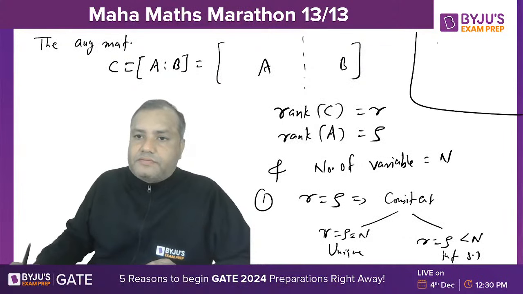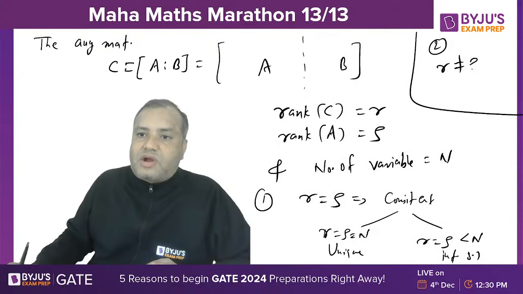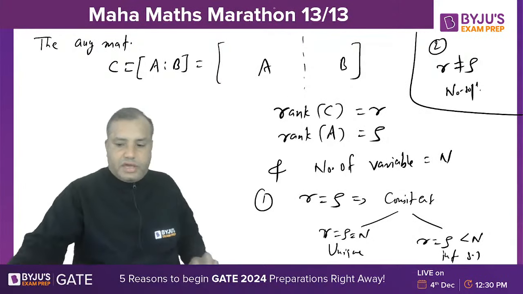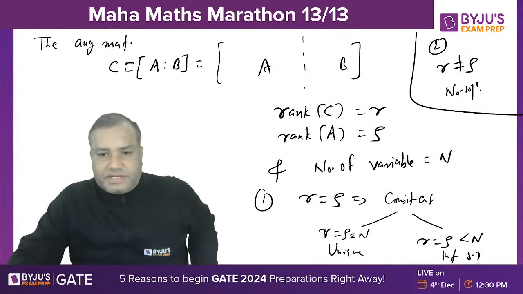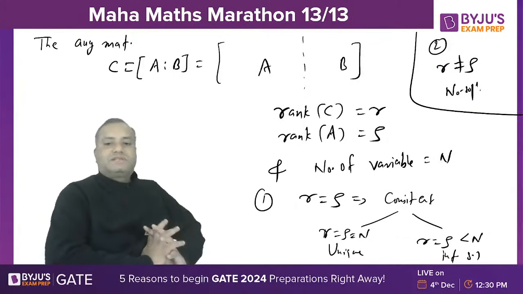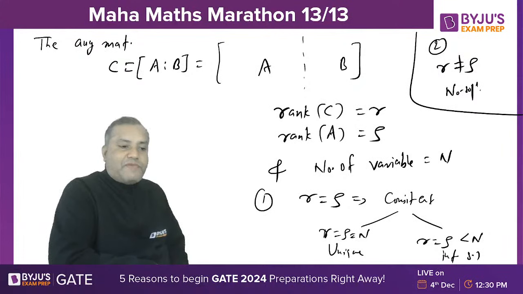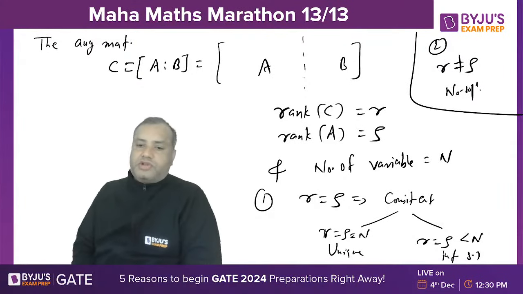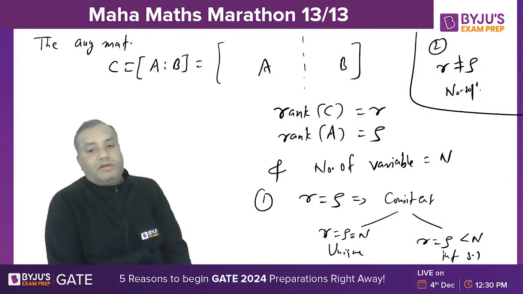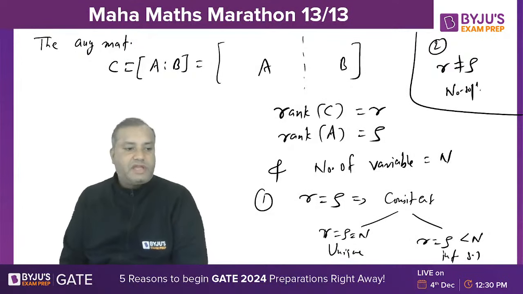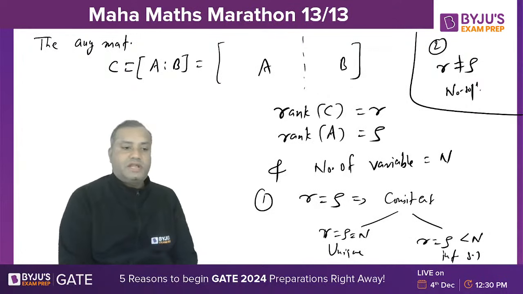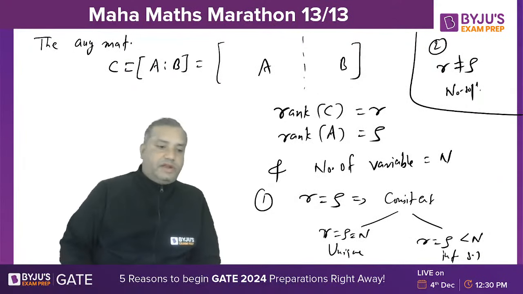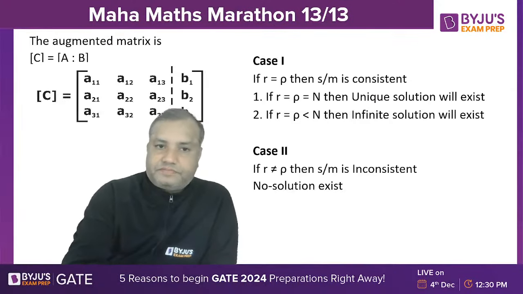And when R is not equal to rho, it is an inconsistent system, and it refers to no solution. So R not equal to rho, no solution system. R equal to rho, consistent system. But what type of consistency, infinite solution or unique solution? It depends on the further relation with N. If R equal to rho equal to N, then unique solution. If R equal to rho less than N, then infinite solutions. Comfortable? Go through this point.